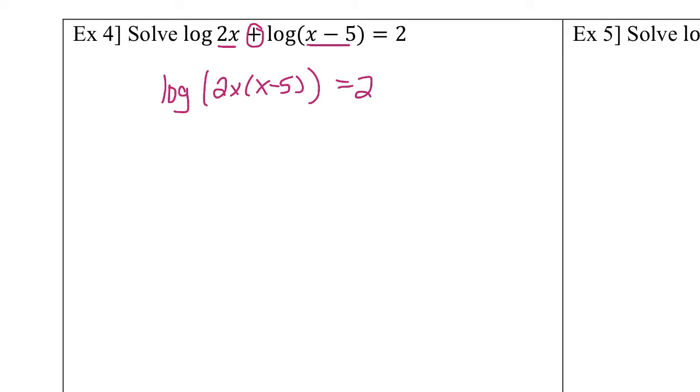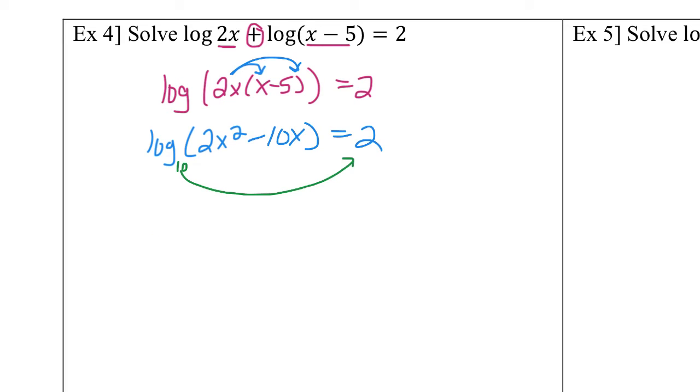Now before I mess with this any further, I'm going to go ahead and simplify this inside. So 2x times x makes 2x squared. 2x times negative 5 makes negative 10x, and then equals 2. So now I have to get rid of my logs, and I only have one log, so that means I'm going to have to use the exponential form. So log without bases really has a hidden base of 10. So 10 to the second power is equal to the argument, equal to 2x squared minus 10x. Well, I see that I have an x squared here, so I'm going to have to solve a quadratic equation. So 10 squared is 100.